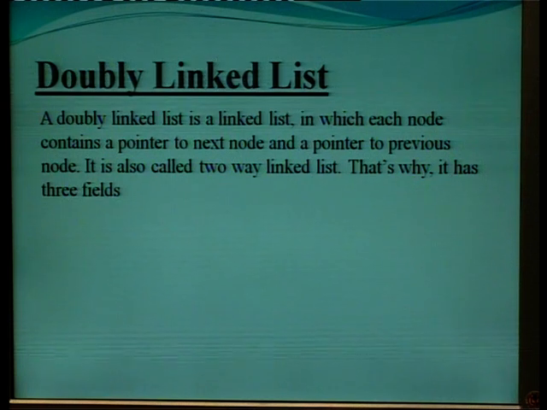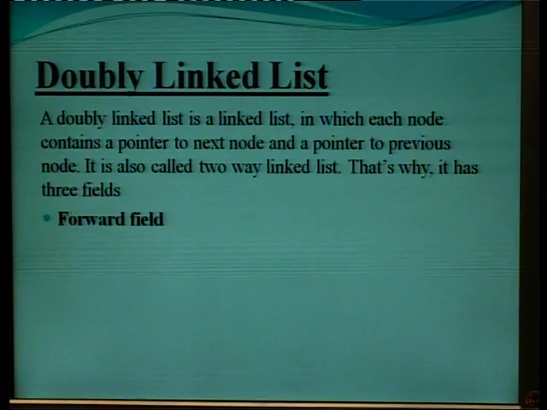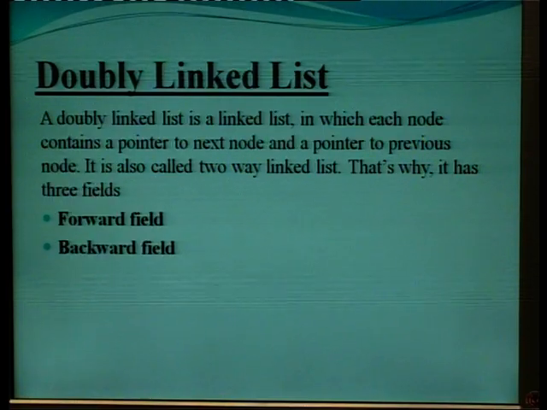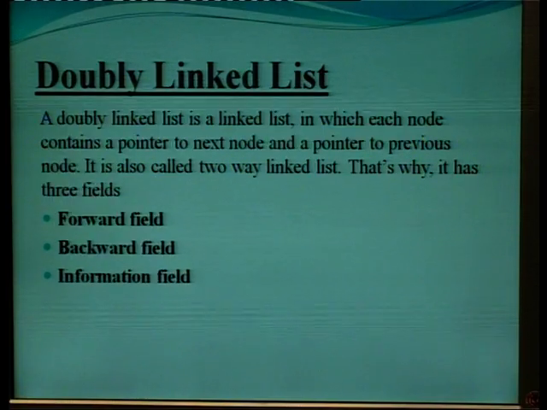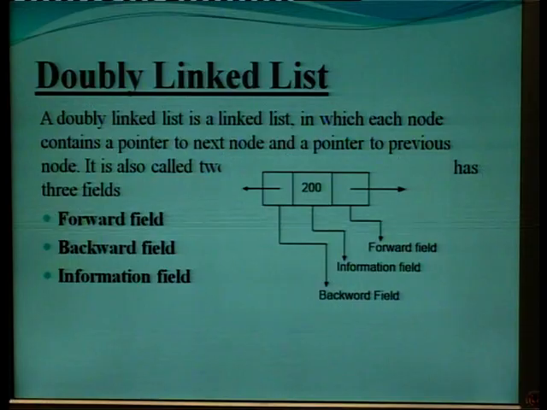Let us say an element is stored. It stores the address of the previous node from which it is connected, and it stores the address of the next node. So here three fields are used, that is forward, backward and information. Forward field stores the address of the next node. Backward field stores the address of the previous node, and information field stores the information or data.